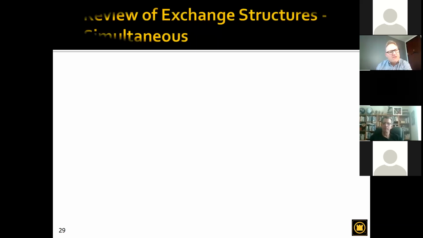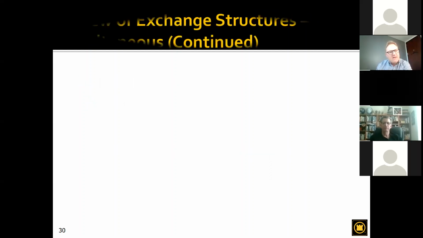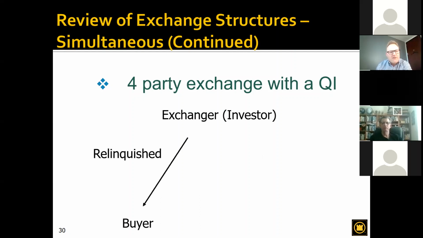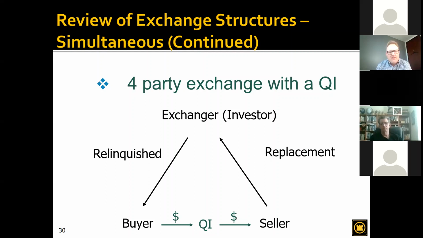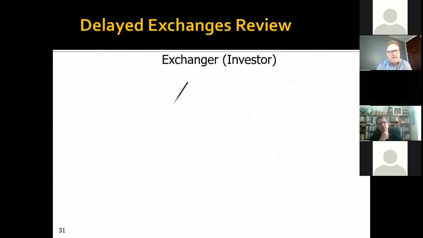Getting back to our exchange structures, we talked about the two-party direct trade or swap. That's kind of a needle in a haystack. We also can do simultaneous transactions with a qualified intermediary, where the investor is selling to a buyer, cash goes to the QI, and again, the QI transfers to the seller and they deed that property back to the investor. We can do that simultaneously, but for the most part, most investors aren't that well planned out. And so most of our transactions take place in the delayed format, and this is where we have the timelines.